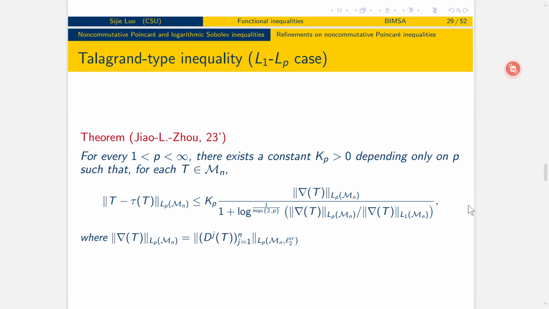And here we use another notation, L2CR. You can see this term comes from the non-commutative Khintchine inequalities. It means that when p is bigger than or equal to 2, this term is something like the Riesz gradient term. When p is smaller than 2, this term is much smaller than the Riesz gradient term. Then we can get the results from L1 to Lp Talagrand inequalities.